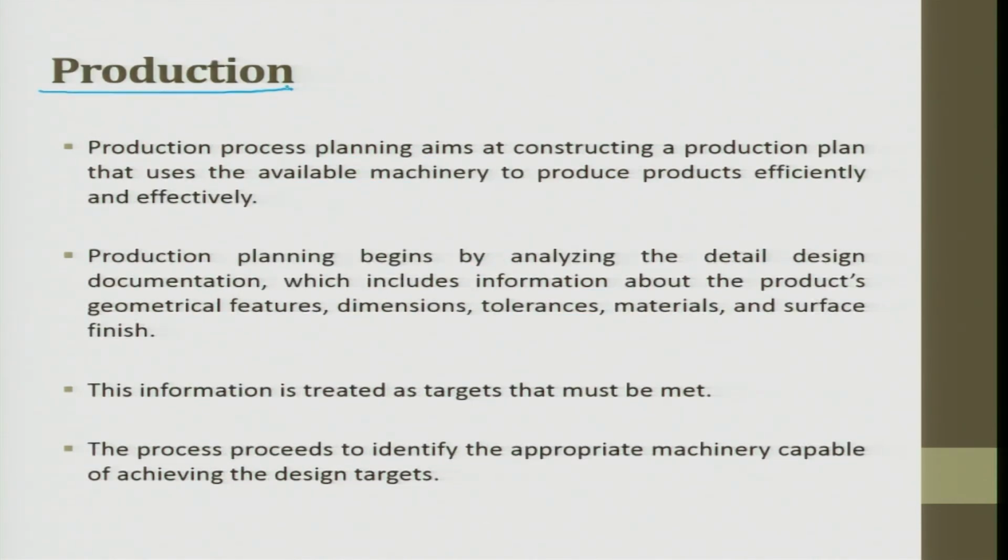So, the next step is production. The production planning aims at constructing a production plan that uses the available machinery to produce products effectively and efficiently. The process plan begins with analyzing the detailed design documentation, which includes information about the product geometric features, dimensions, tolerance, material and surface finish. This information is treated as the target that must be met.